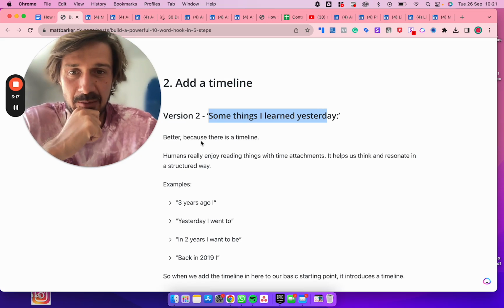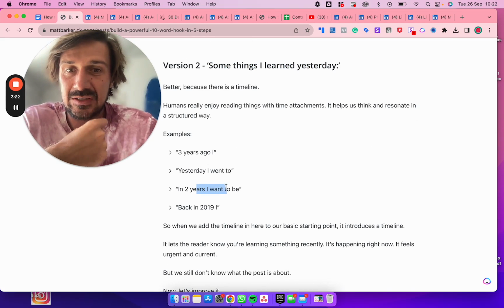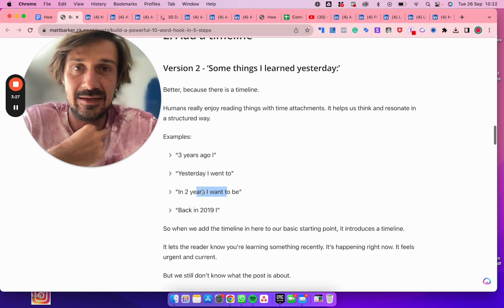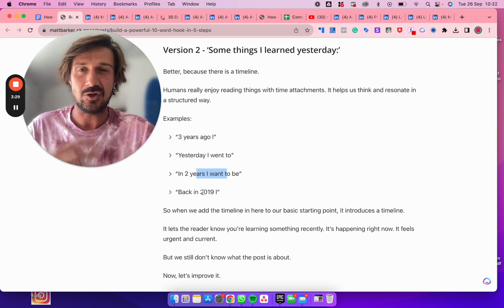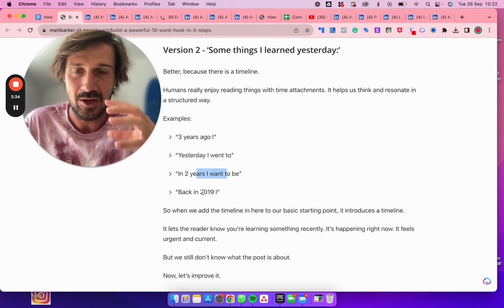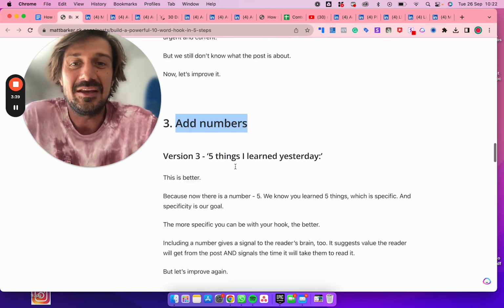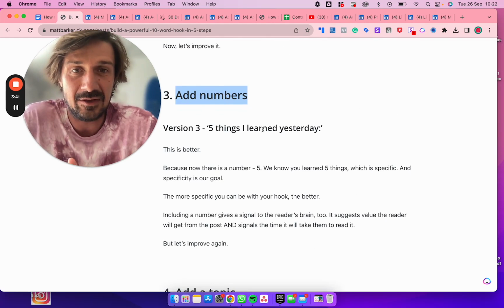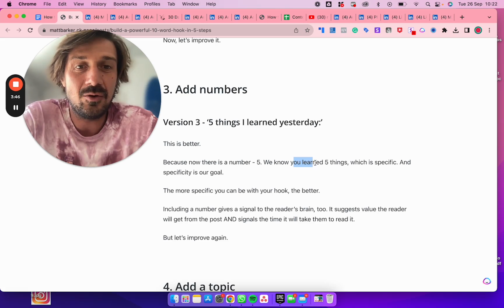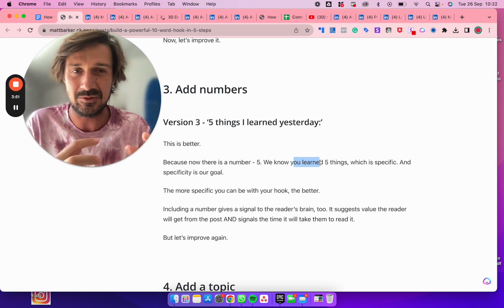Okay, cool. So you've got a timeline, or it could be 3 years ago, yesterday I went to, in 2 years I want to be, back in 2019. So this is adding a timeline, and he says it's really important to add a timeline because it allows you to see the concept in a more conceptual way. Adding numbers and timelines adds this. So adding numbers is really good. So this is better: 5 things I learned yesterday. Because now there's a number, we know that there are 5 things, which is really easy for people to understand.